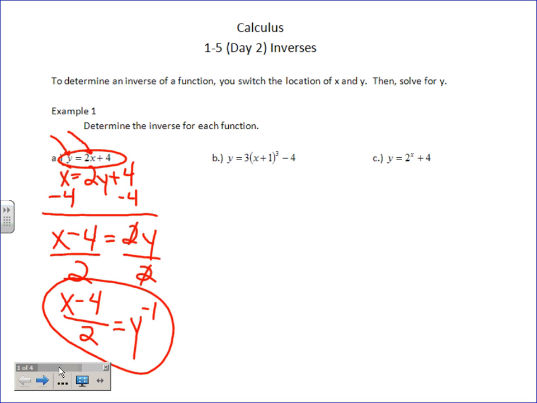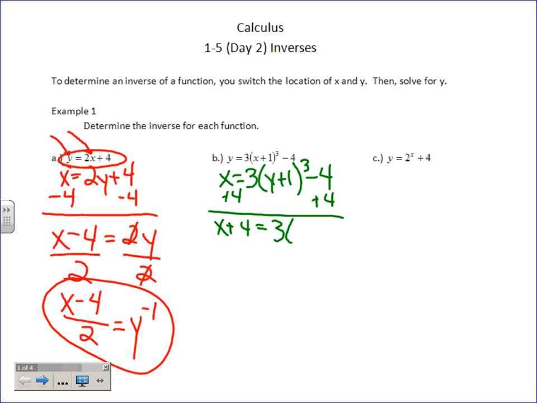Letter B, you do the same thing. Here's an x, so make it a y. There's a 3, don't touch it. There's an x, make it a y plus 1 to the third minus 4. So now this one's a little bit more complicated. What's probably the best thing to move first? Yeah, that minus 4, we're going to add 4, is probably your best move, right? So we got x plus 4 equals 3 times y plus 1 to the third.